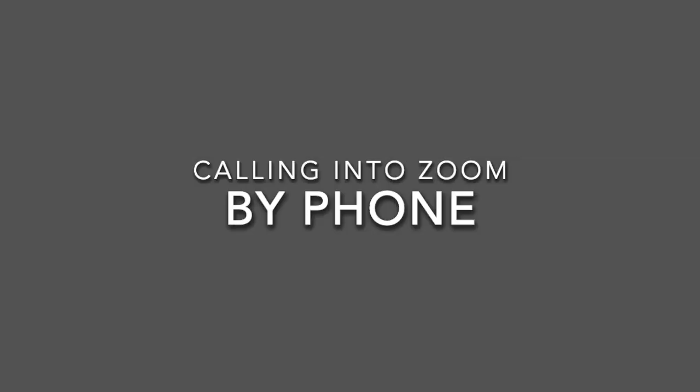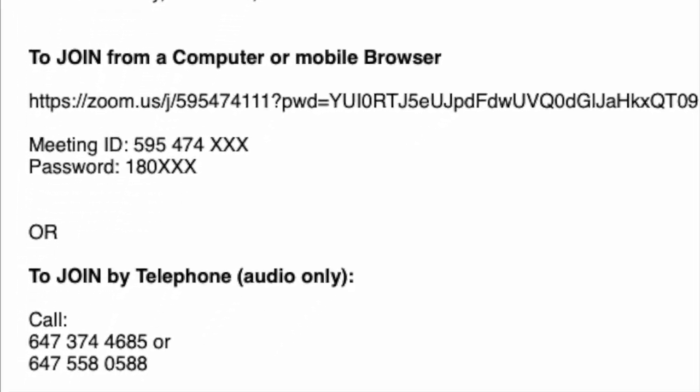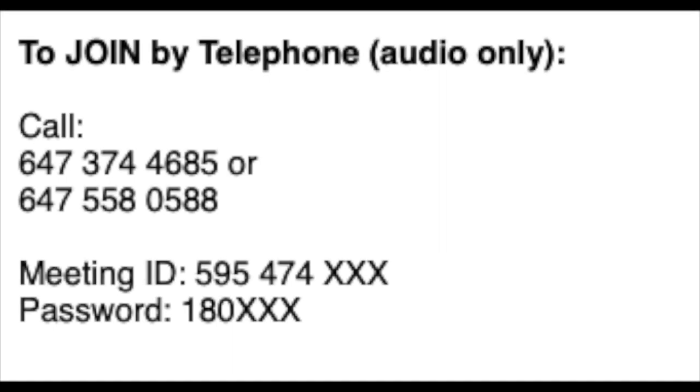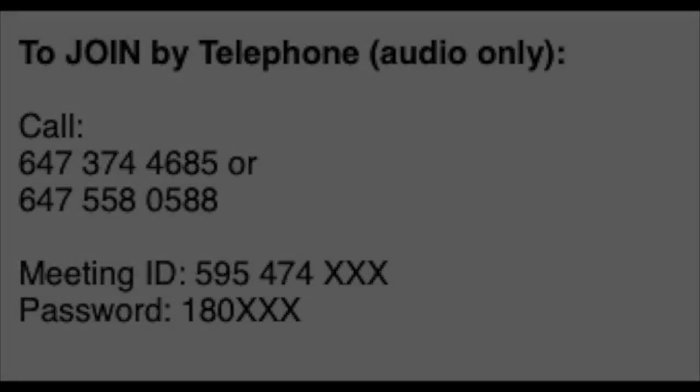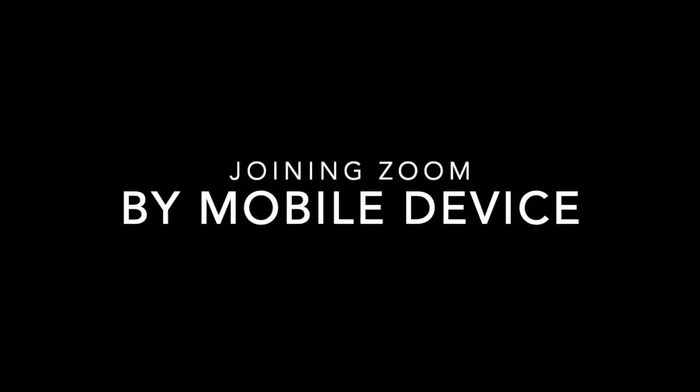The easiest way to join a Zoom call is by dialing in from a landline or your mobile phone. Dial the local number in the email and enter the meeting ID and password when asked to do so. You can skip the request for the participant ID. The real power of Zoom, though, lies in joining by a computer or mobile device.